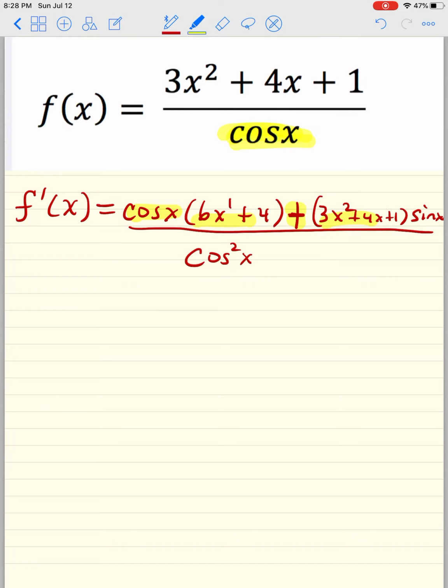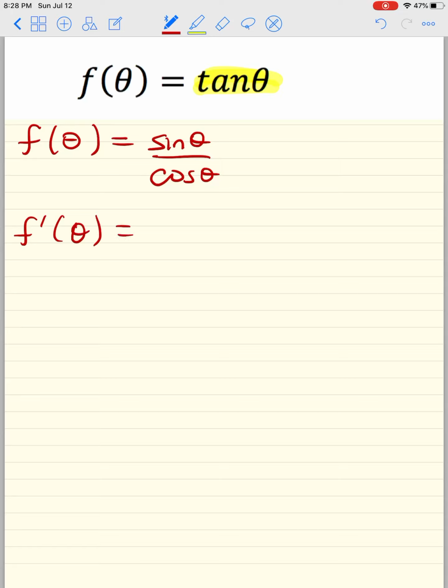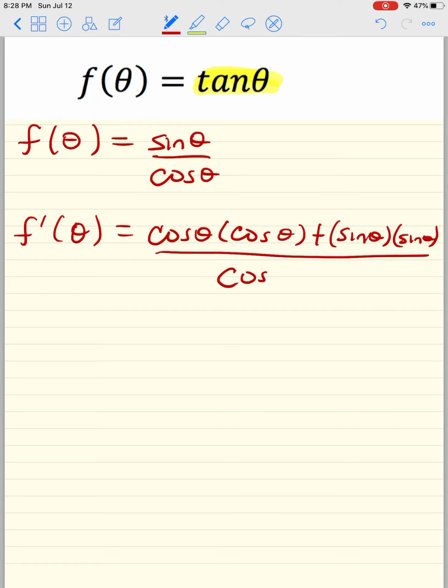And now, our favorite problem is f of theta equals tan theta. So now what we're going to do is say f of theta can be rewritten as sine theta over cosine theta. And then you're going to take the derivative as a quotient rule. So you're going to keep the bottom, derivative of sine is cosine theta, minus keep the top, derivative of cosine is negative sine. So I'm going to do the same thing, all over the bottom squared.